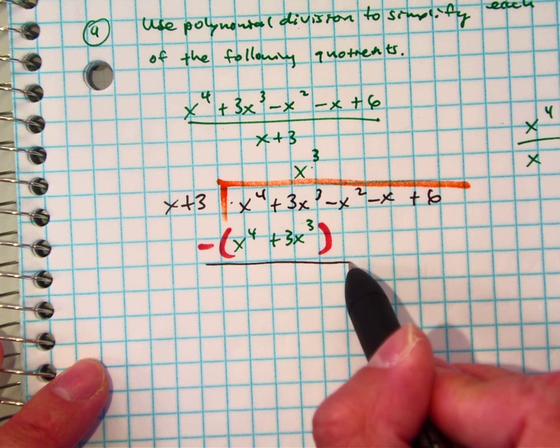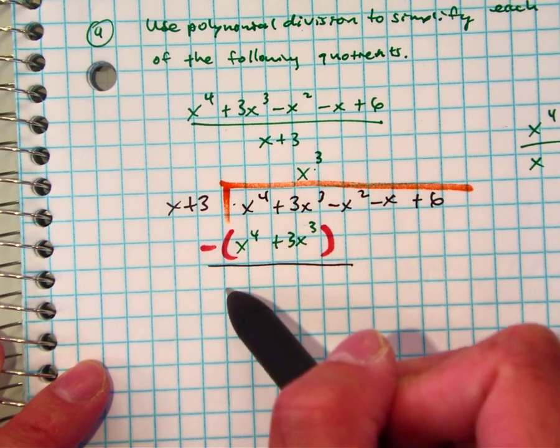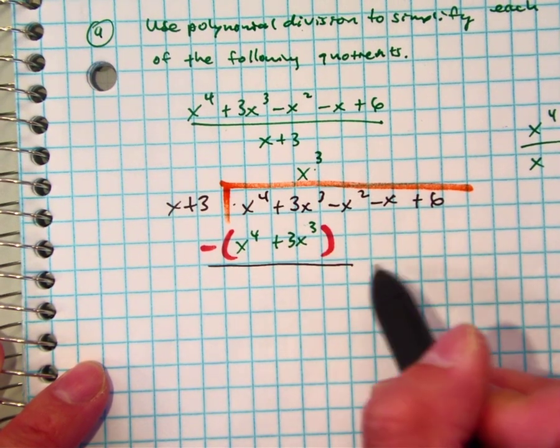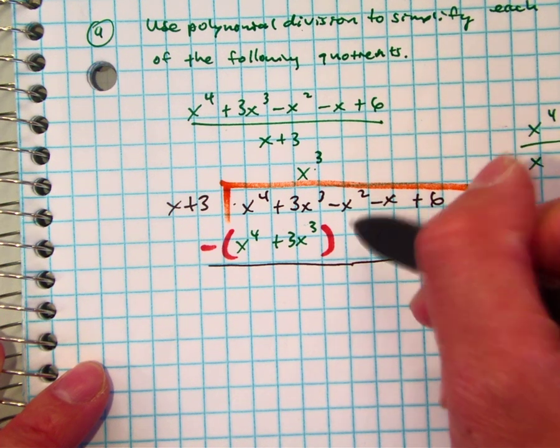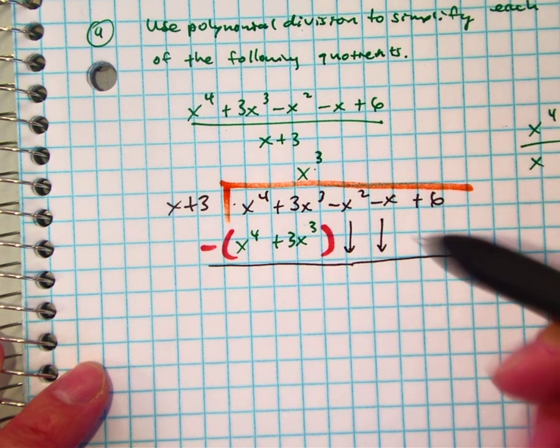Okay. So which means I don't have to write anything, right? I'm not going to write 0x to the 4th and 0x to the 3rd. It just means you need now to bring down 2 items. Does that make sense?